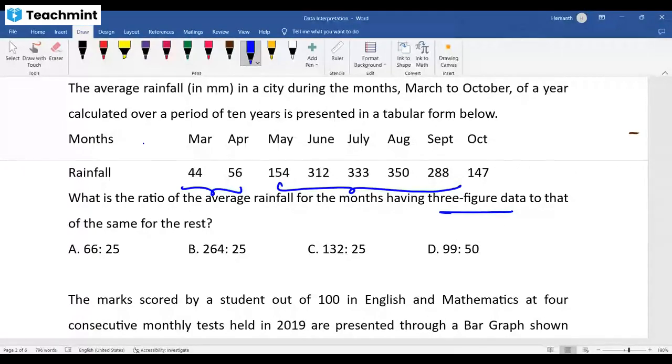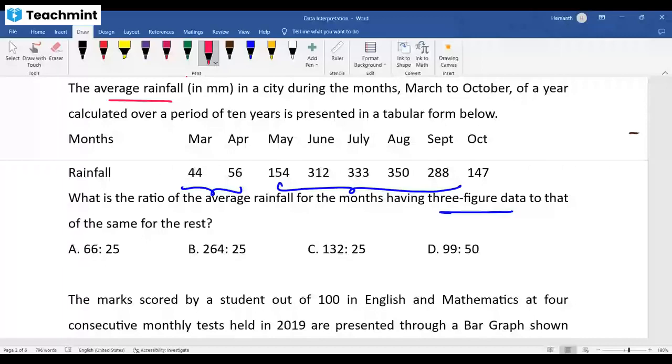Average rainfall of 3 months. Whether you have to calculate average or not, let me know. Three-figure data with respect to the rest. Average rainfall, that's already average rainfall only. Here they clearly mentioned this data is already average rainfall. So the rest of that is 100. Remaining three-figure data: virtual calculator is allowed, you can use it.